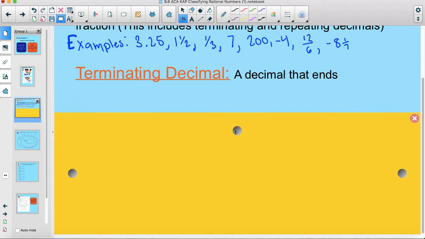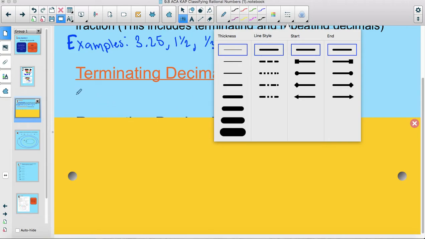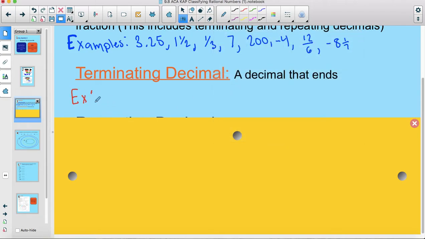Our next definition is terminating decimal. So this is a decimal that ends. So an example, or a few examples of terminating decimals are 0.2, 0.625, negative 1.5, and 4.75. So if you notice, all of these decimals come to an end. They don't keep going. So they would be terminating decimals.